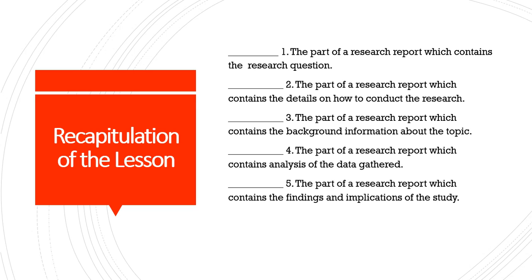First statement. It is the part of a research report which contains the research question. Second statement. The part of a research report which contains the details on how to conduct the research. Number 3. The part of a research report which contains the background information about the topic. 4. The part of a research report which contains analysis of the data gathered. And lastly, the part of a research report which contains the findings and implications of the study.